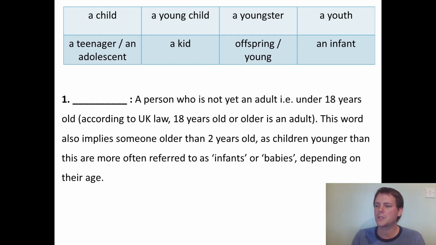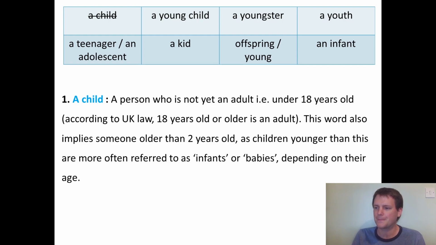A person who is not yet an adult, i.e. under 18 years old, according to UK law, 18 years old or older is an adult. This word also implies someone older than 2 years old, as children younger than this are more often referred to as infants or babies, depending on their age. So pause the video and choose one of the paraphrases, the most appropriate one to fit this gap. Okay, let's have a look then.